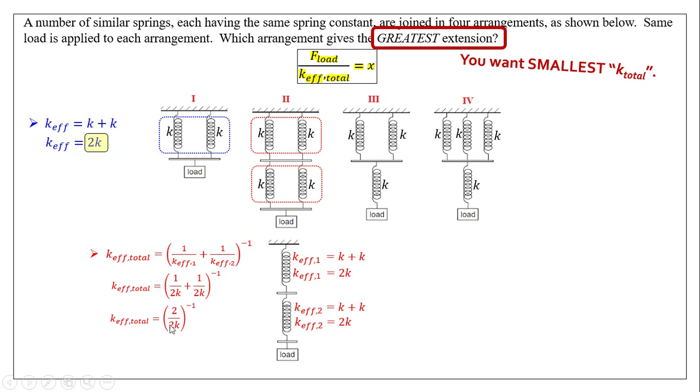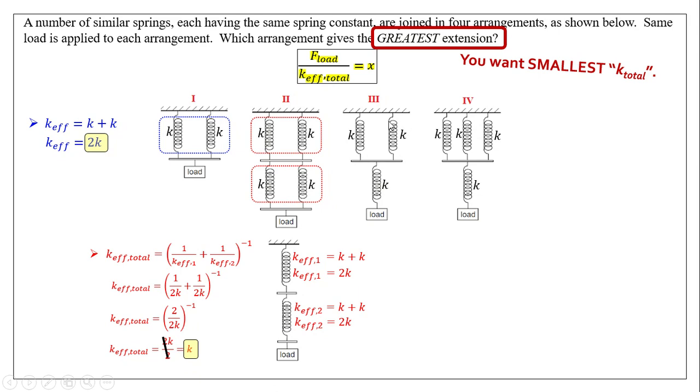So 1 plus 1 is 2 right there. 2k is my common denominator. And then to get this particular function without the negative 1, you would simply flip the quantity inside the parentheses. So it's now 2k over 2. Well, 2k over 2 is just simply k because the 2 on top and 2 on the bottom cancel. So this is the k effective for the second diagram. Okay, all right, let's move on to the third one.